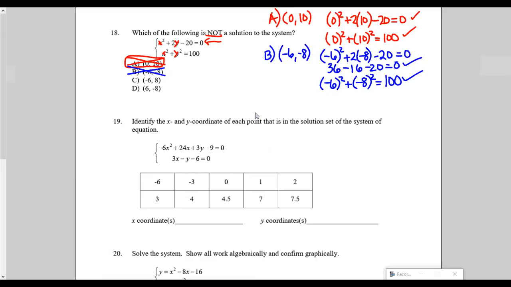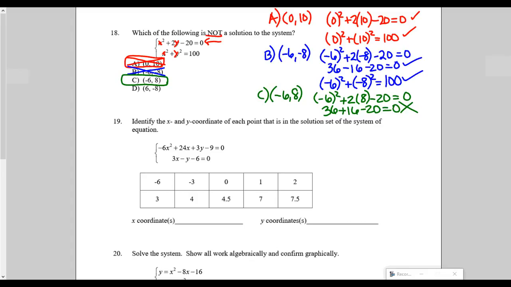Let's try C. In C, I'm plugging in negative 6, 8. So this time I'm plugging in negative 6 for x. I'm plugging in 8 for y. So for this one, I have 36 plus 16 minus 20 equals 0. No, this is 32. No, doesn't work. So that means C is the correct answer. It is not a solution.